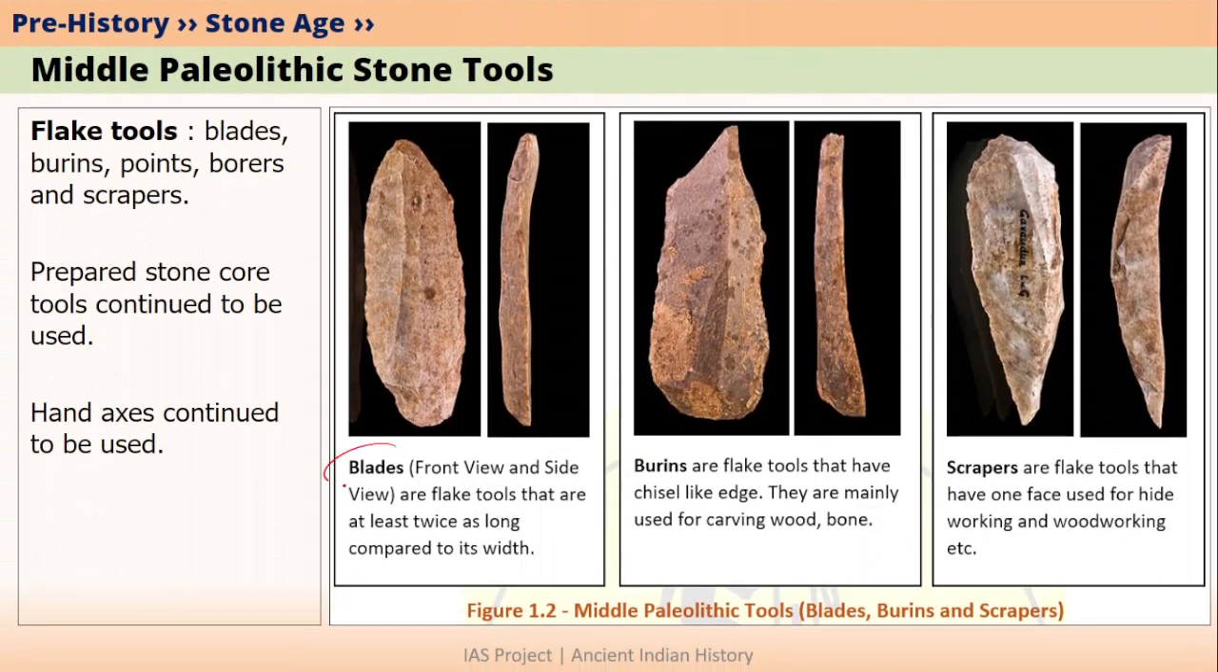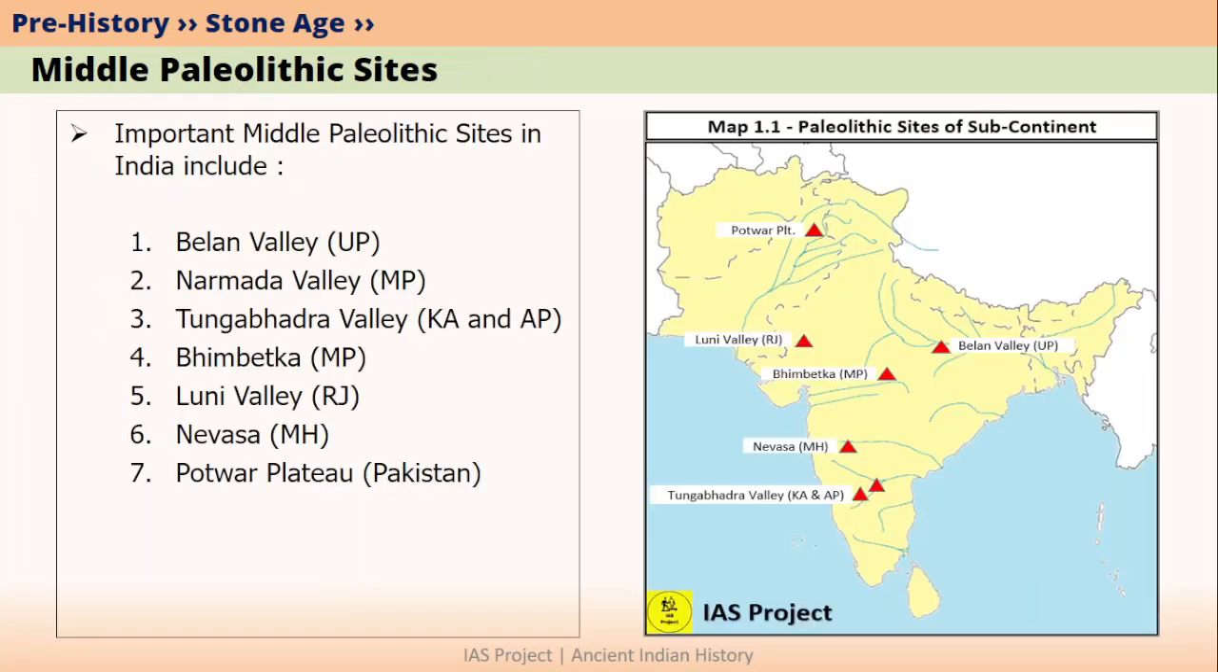The images of blades, burins and scrapers have been given here. Other than these three, we also have borers and scrapers, which were important flake tools that were used in Middle Paleolithic age. And along with these flake tools, prepared stone core tools as well as hand axes from lower Paleolithic age also continued to be used. If we look at some of the important Middle Paleolithic sites, we can see Potwar Plateau, Bhimbetka, Belan Valley and Tungabhadra Valley are very important.